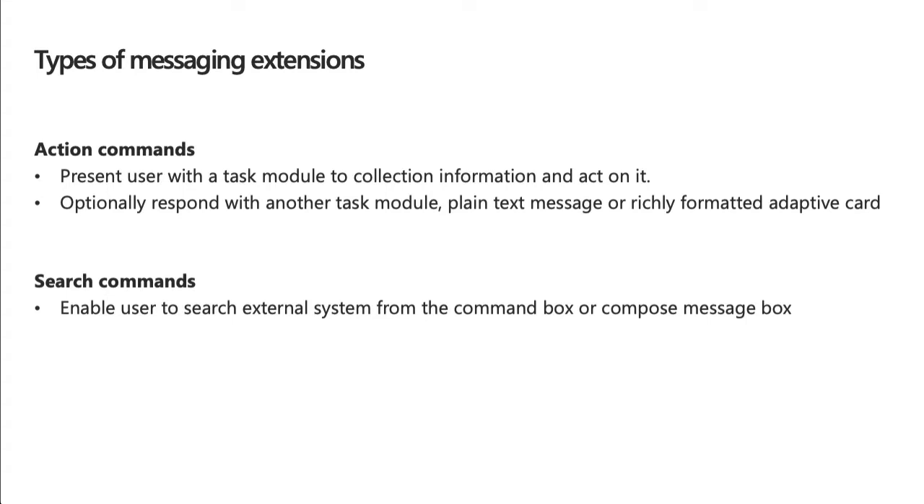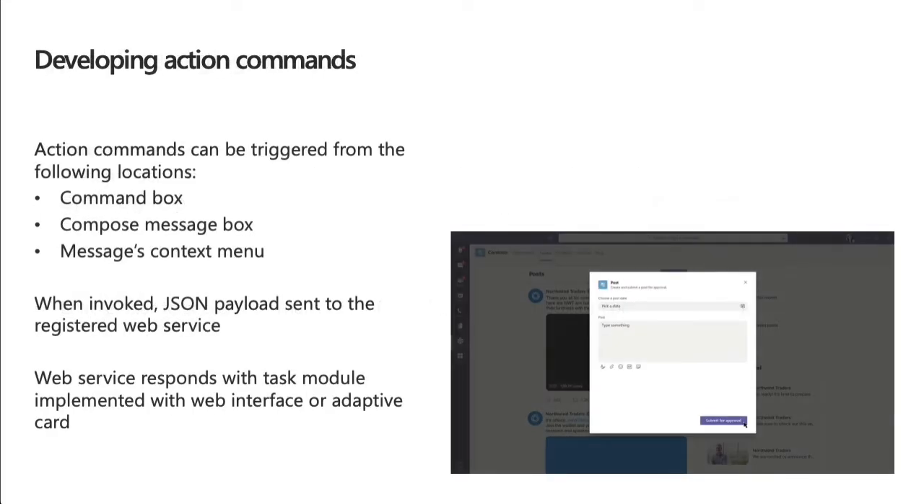The Microsoft Teams client supports 2 types of messaging extensions: action commands and search commands. An action command allows you to present your users with a modal pop-up dialog to collect or display information. When the user submits the form, your web service can respond by inserting a message directly into the conversation or to insert a message into the compose message area, allowing the user to submit the message. Action commands can be triggered from the compose message area, the command box, or from a message.